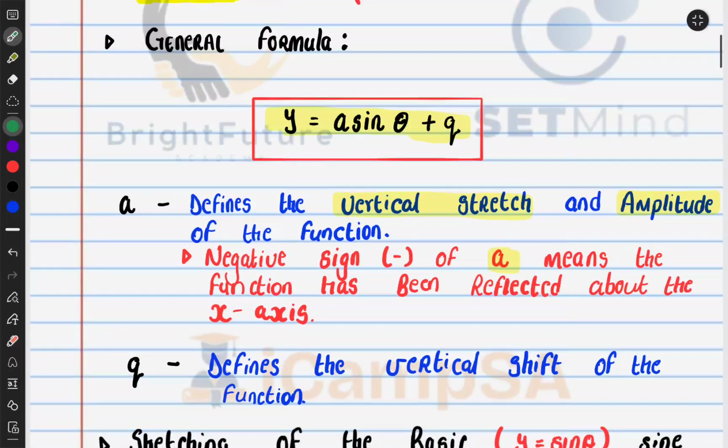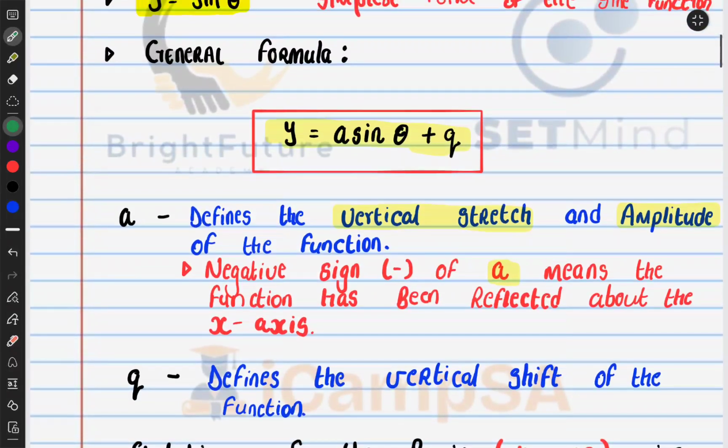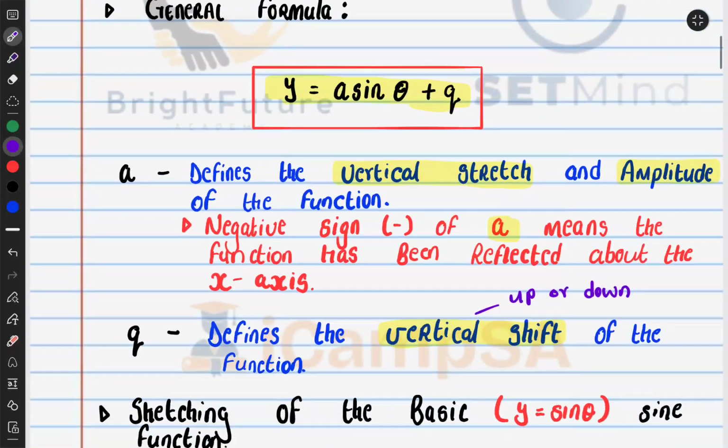Okay, and then next we have the variable q there. Q for the trigonometric function still defines the vertical shift of the function, and the vertical shift is the up or down shift. So when you're given an equation of y is equal to 2 sine theta minus 1, that minus 1 represents that the function has now been shifted 1 unit downwards, so that's what's represented by the variable q.